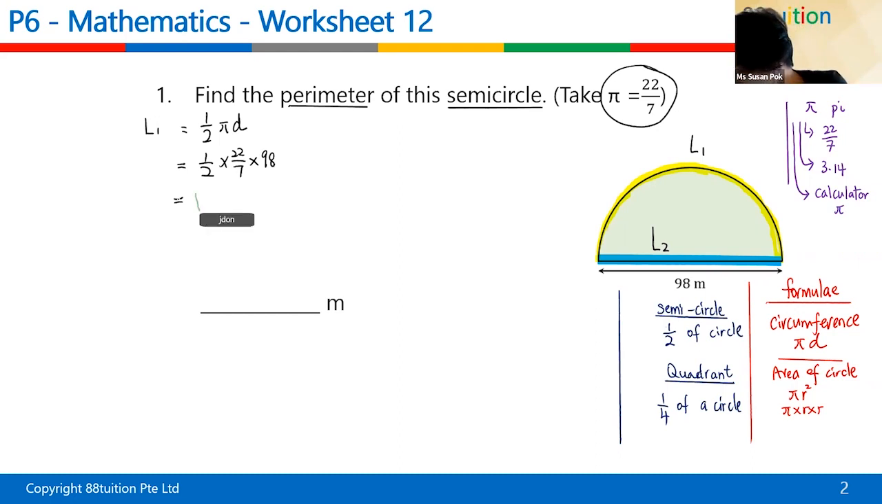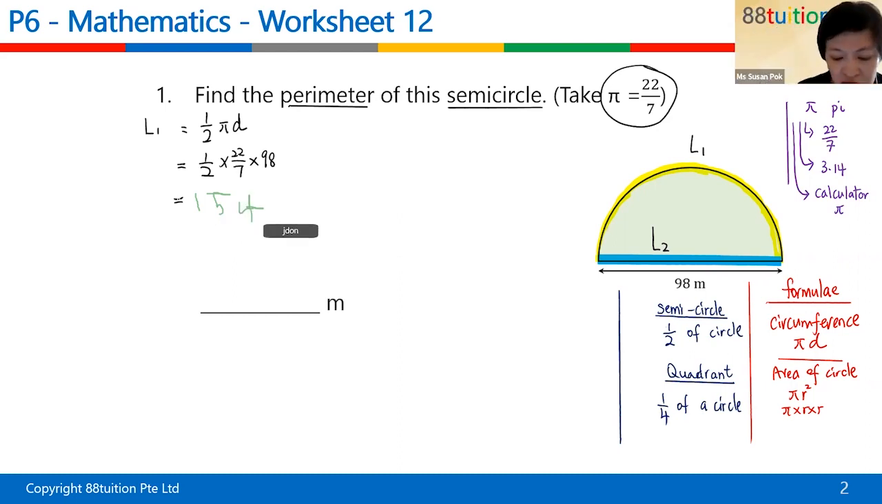So 0.5 times 22/7 multiplied by 98. You should get 154. Thank you, Jordan. Yes, thank you so much. So I have 154 for line 1. How about line 2 itself? Line 2 itself is the diameter. So you don't even need to find the diameter, and that will give you 98 centimeter.